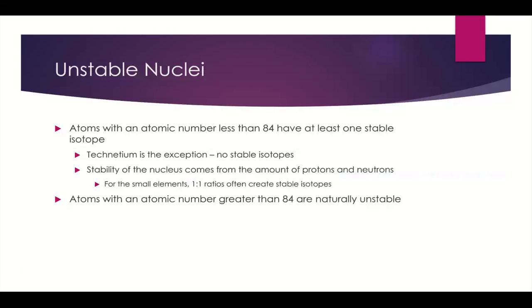However, some elements have radioactive isotopes. And atoms with an atomic number greater than 84 are all radioactive or unstable, meaning that the nucleus is not able to stay that way because it is not stable enough. So we call it radioactive.